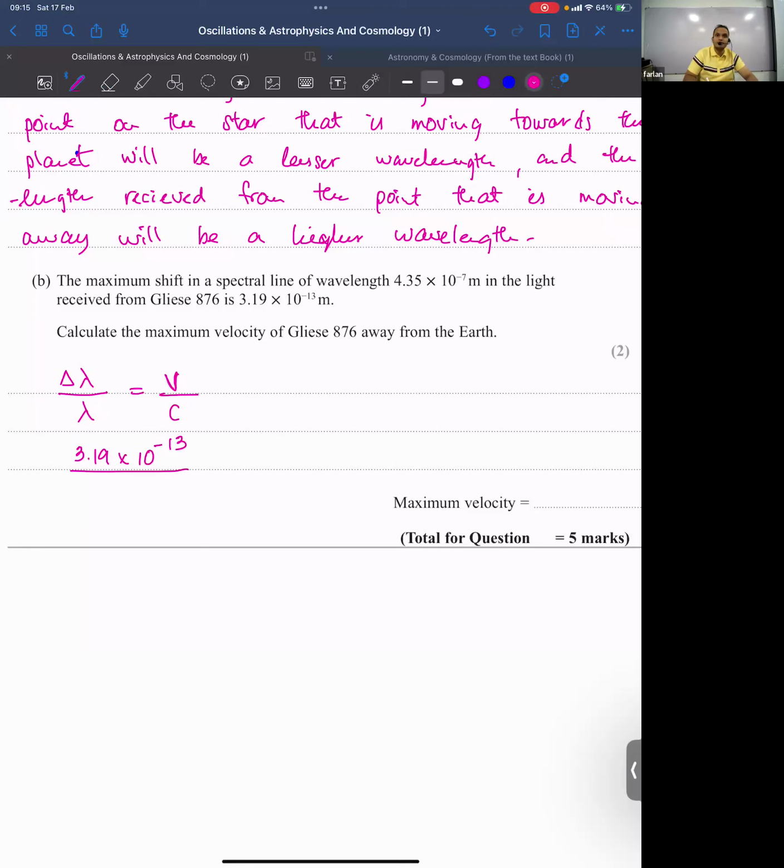Delta lambda over lambda equals v over c, okay? Delta lambda over lambda is 4.35 into 10 to the power minus 7, is v over 3 into 10 to the power 8. From here you can get the v. That is the maximum velocity of this star away from the Earth.